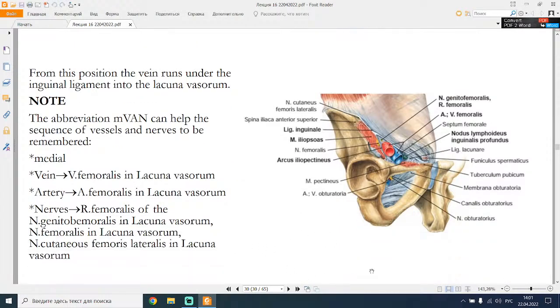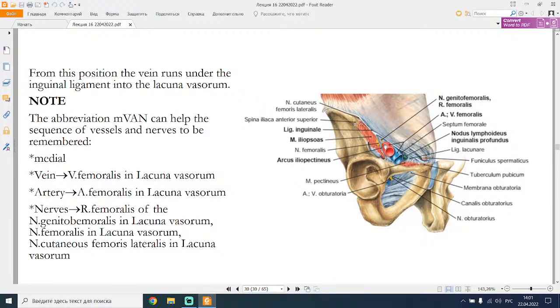From the position of the veins, it runs under the inguinal ligament into the lacuna vasorum. Note the abbreviation MVAN can help the sequence of vessels and nerves to be remembered. This is medial. This is vein. Vena femoralis in lacuna vasorum.